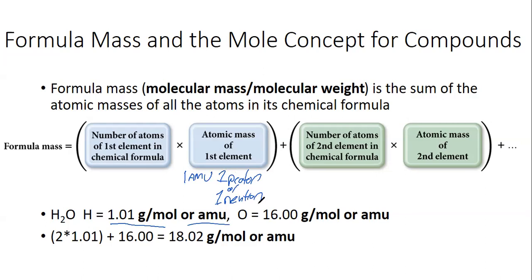H2O, 2 hydrogens plus 1 oxygen. So you take 2 multiplied by the weight of hydrogen, because you have 2 hydrogens, and you add that to oxygen, because you only have 1 oxygen. So the weight of water is 18.02 grams per mole, or 18.02 AMU. So it's relatively simple to figure out the formula mass, also called the molar mass, or the molecular weight, of any molecule in the world.